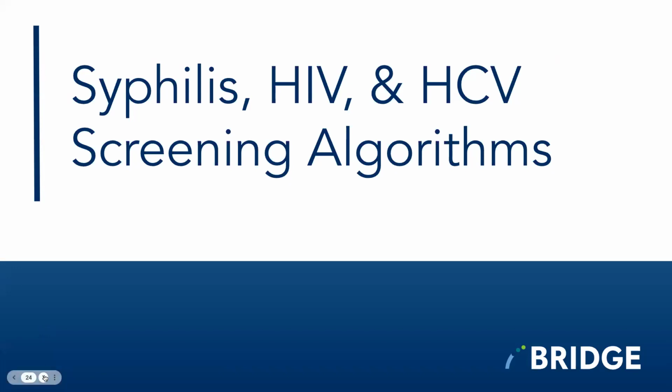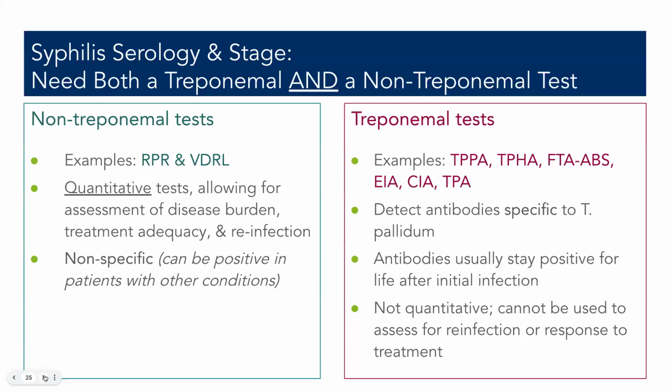Okay, so we're just going to repeat the screening algorithms that we discussed in the community of practice, starting first with talking about syphilis screening and the fact that syphilis testing requires 2 tests to confirm that someone in fact has syphilis, and those are considered a TREP and a non-TREP test.